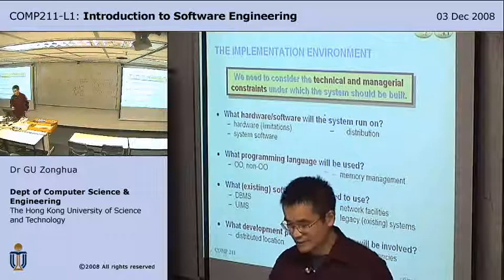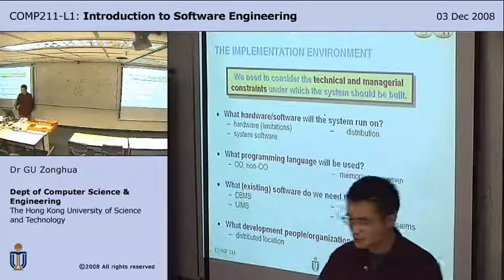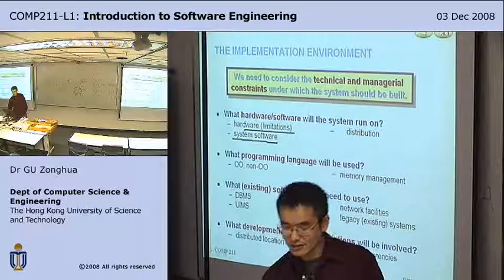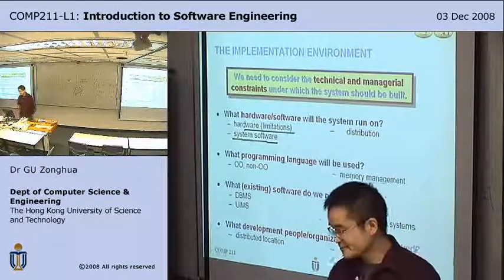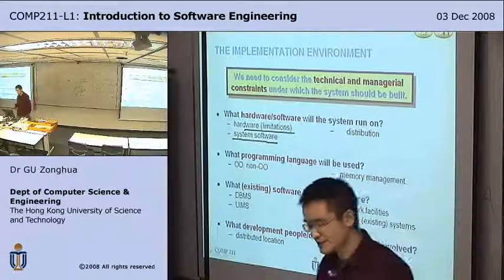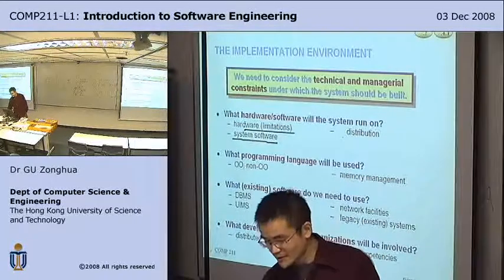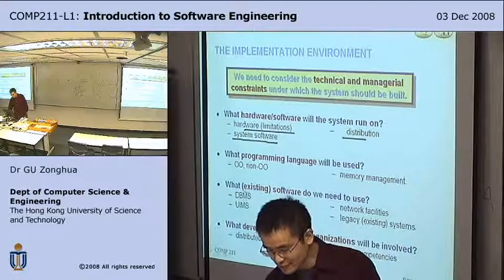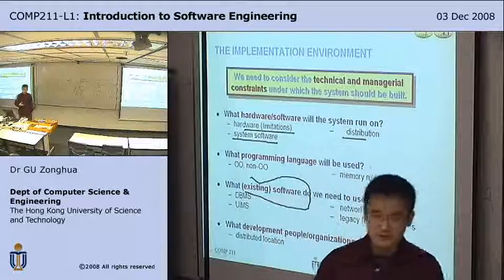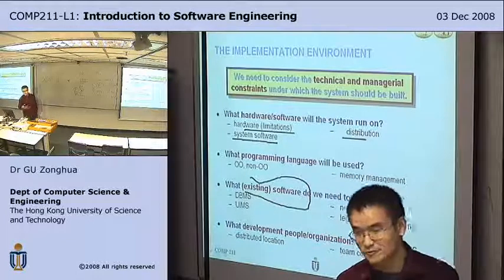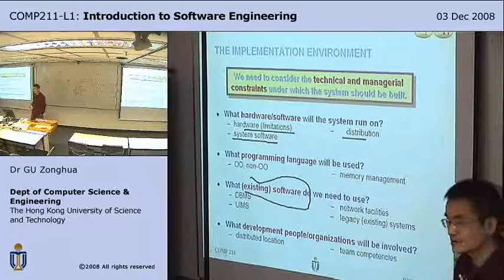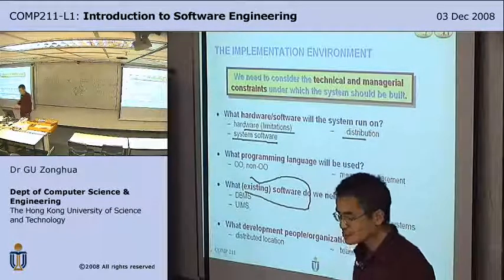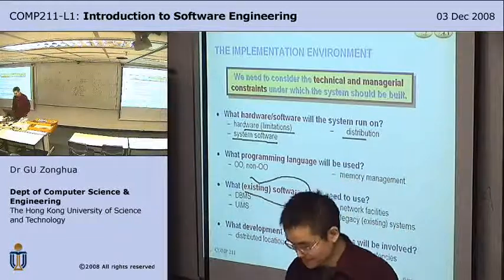So, what hardware and software will the system run on? This includes system software, which means the operating system. Hardware, which means, are you developing a system for a powerful workstation or for a small PDA? That's the hardware limitations. Distribution: is your software distributed or centralized? Languages and existing software: when you're developing a system, you don't develop everything from scratch. For your projects, you're using Microsoft Access as a database, right? That's third-party existing software you're using. So you must choose one in your design model.